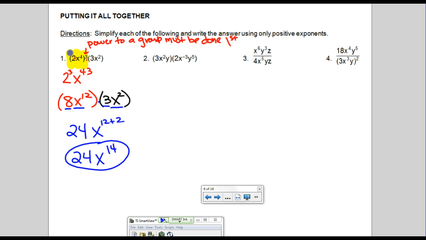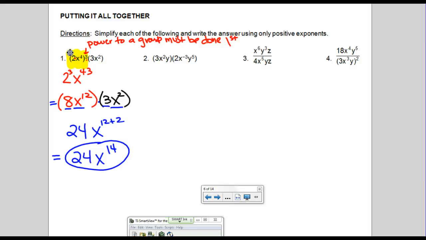Now I went slowly to show every step, so in your notes you know where everything came from. You do not have to be this elaborate. You can skip and just do where I'm doing the equals. You have to have what I have for the equals. You can skip the other 2 lines if you don't need to have them.